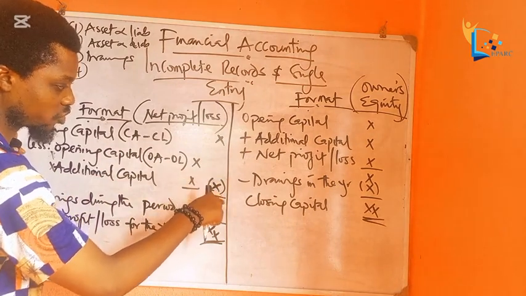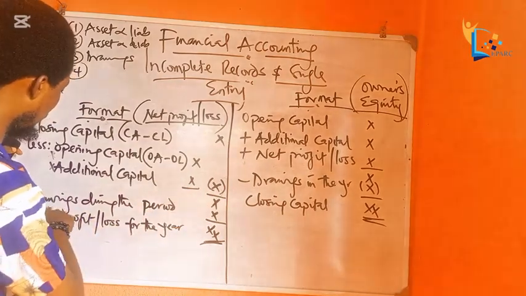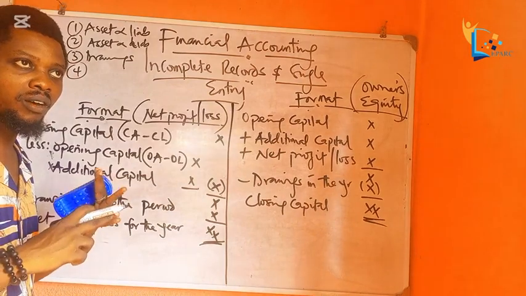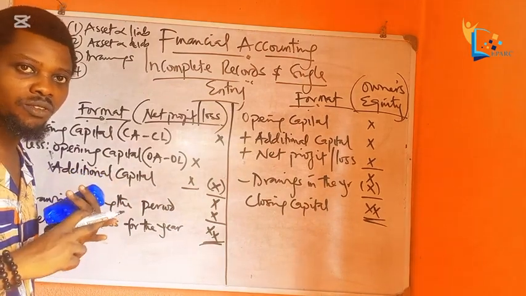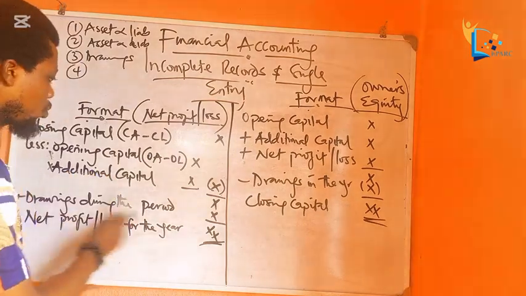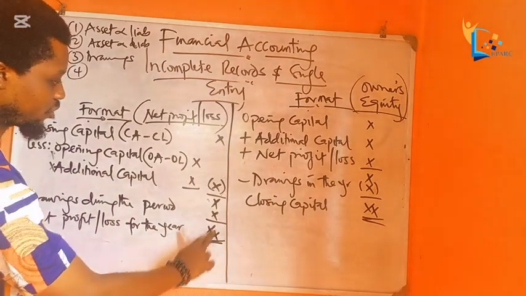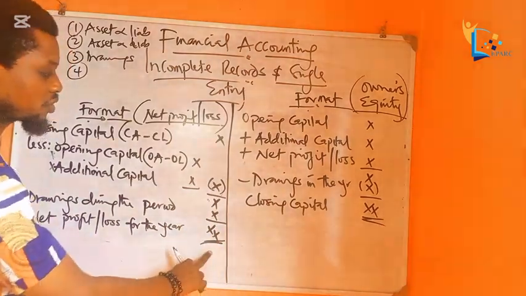Okay, so when you get your results, then if there's any drawings within the period, drawings maybe goods withdrawn or cash withdrawn by the owner of the business, you add it to your result here, and the result you get here will be your net profit or net loss.